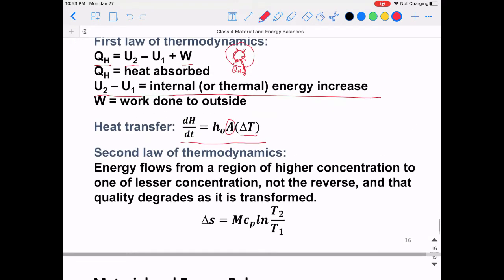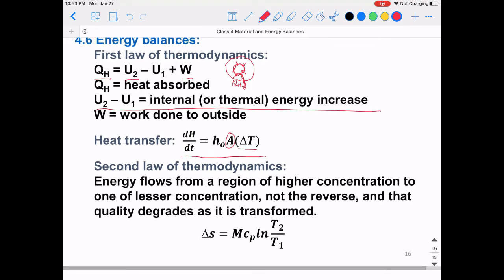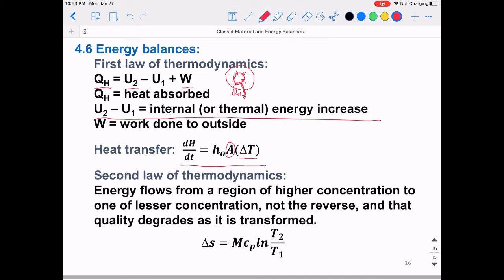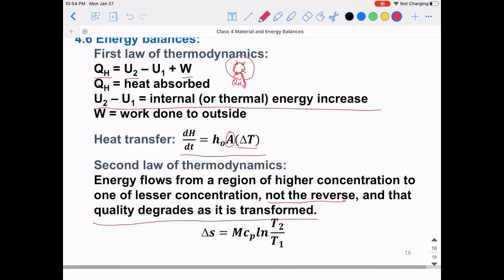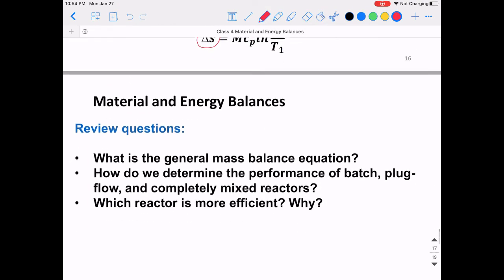Okay, and there's also the second law of thermodynamics. The second law of thermodynamics involves how chaotic or how random the system is. The energy flows from a region of high concentration to one of less concentration, but not the reverse, and that quantity degrades as it's being transformed. So this is related to how random the system is being processed. And this involves the calculation of the entropy, and we know that the entropy of the universe is always increasing because the randomness of the molecules is always increasing.